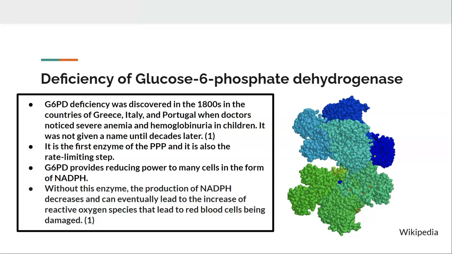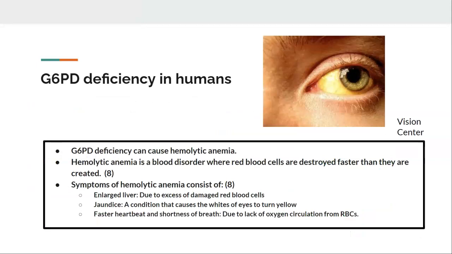G6PD provides reducing power to many cells in the form of NADPH. Without this enzyme, the production of NADPH decreases, which can eventually lead to an increase of reactive oxygen species that can lead to red blood cells being damaged. In humans, G6PD deficiency can cause hemolytic anemia. Hemolytic anemia is a blood disorder where red blood cells are destroyed faster than they are created.